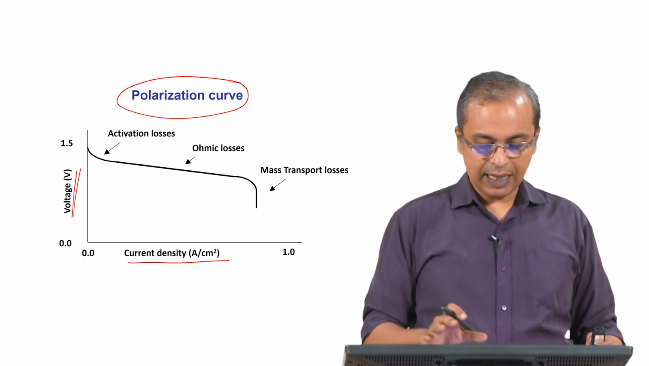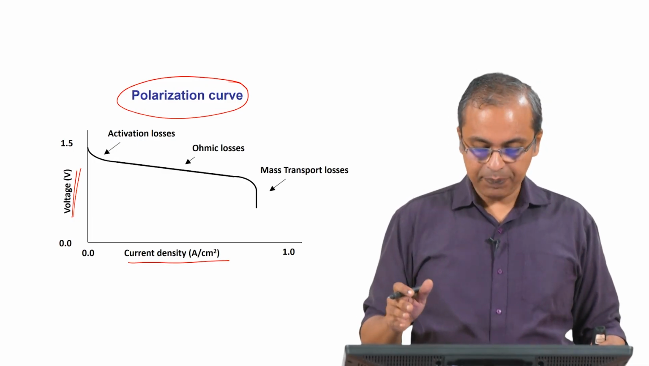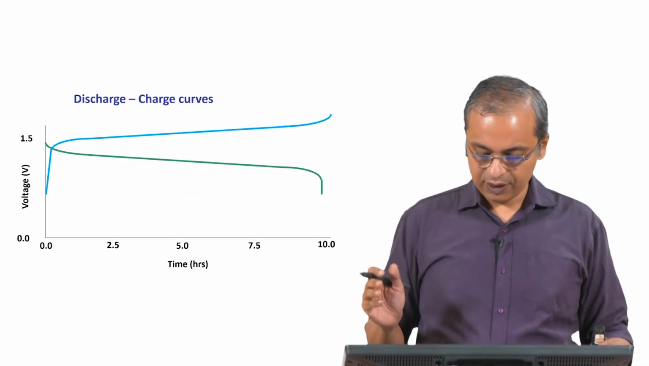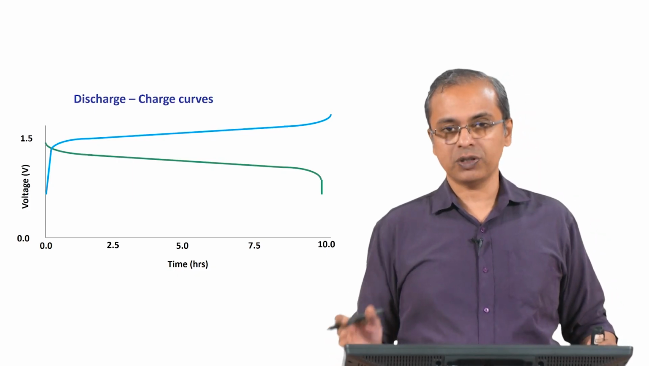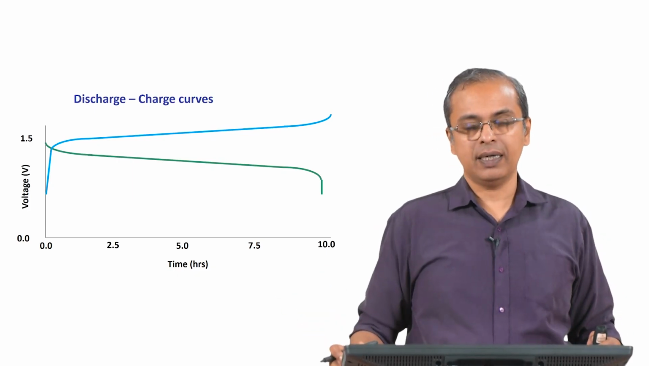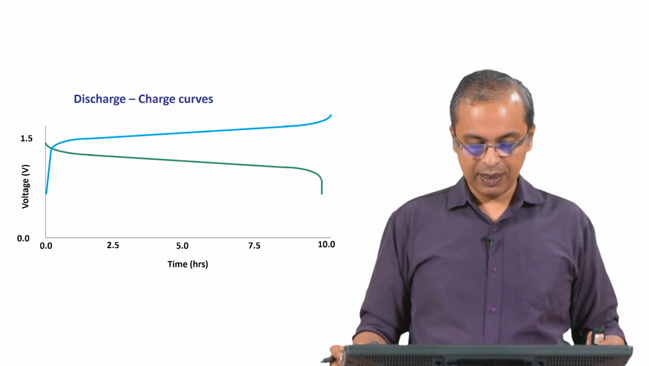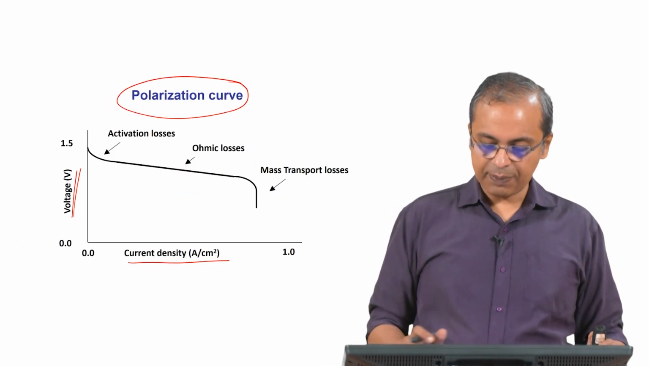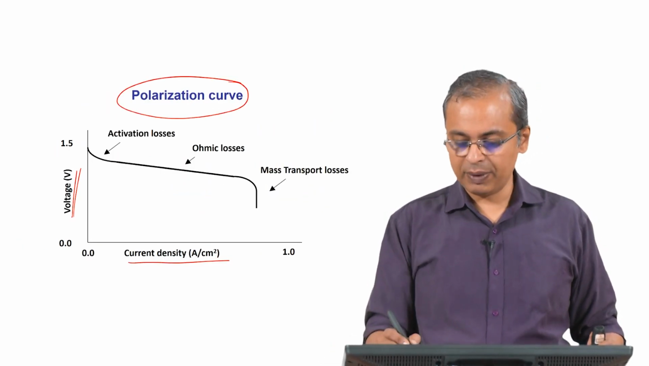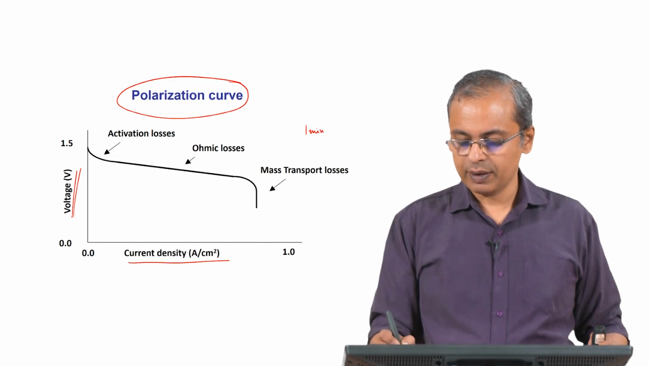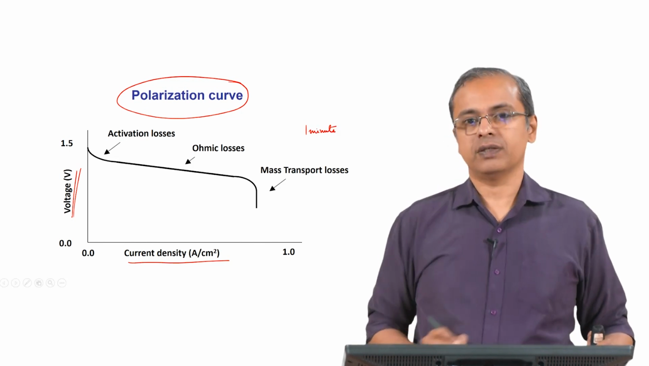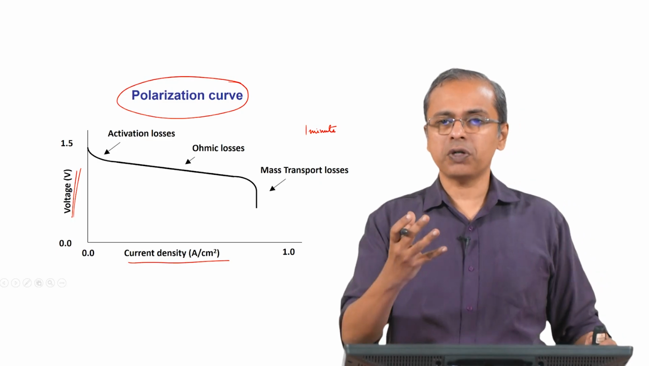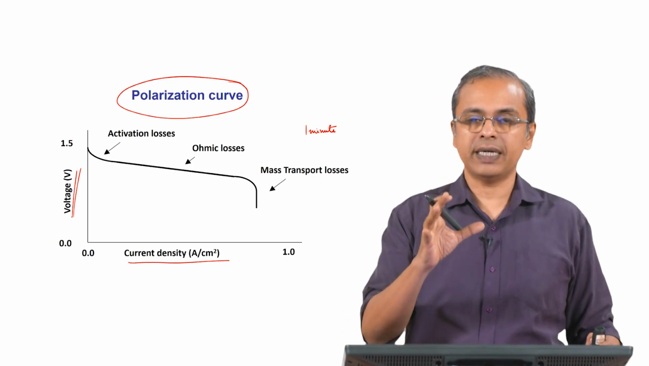Whereas the previous curve that we saw takes 10 hours to complete, because you are completely extracting all the chemicals out of that system, a polarization curve actually happens in the matter of minutes. So you may take 1 minute to record this curve. So this is a sort of an instantaneous snapshot of the state of your battery.